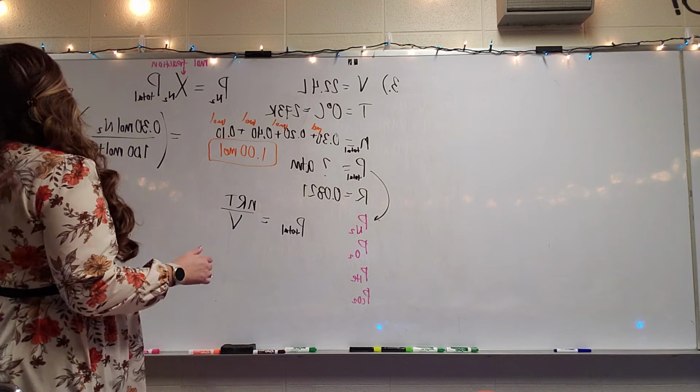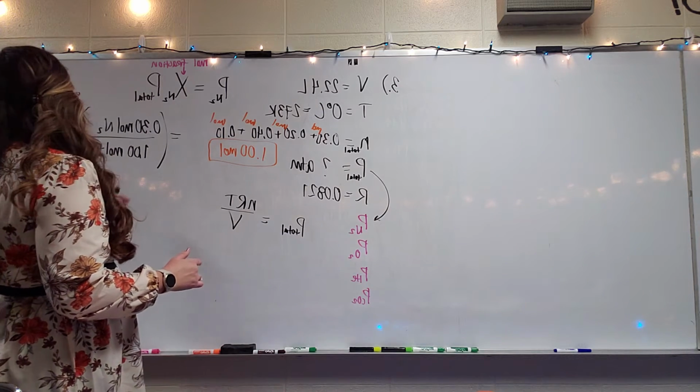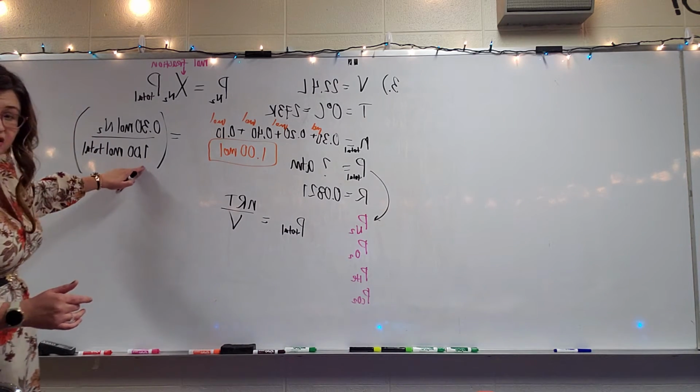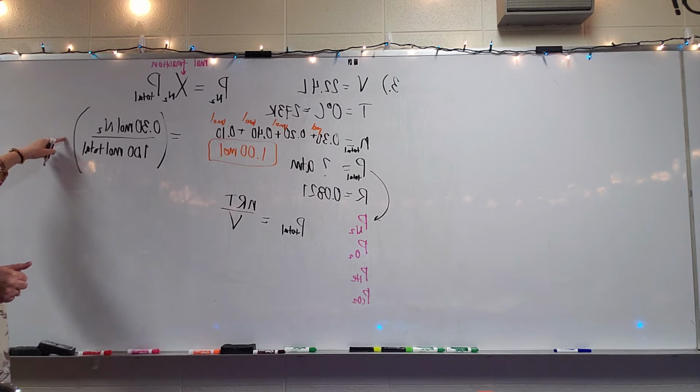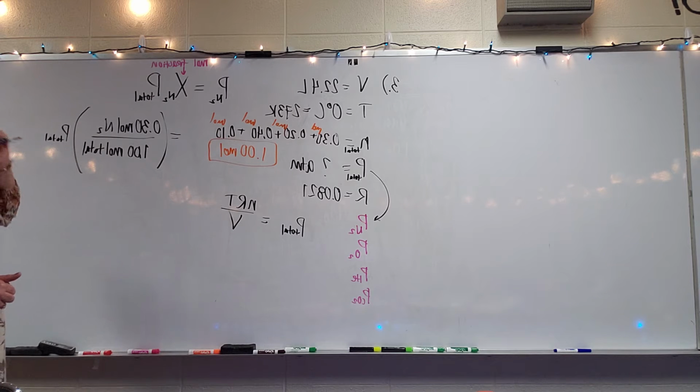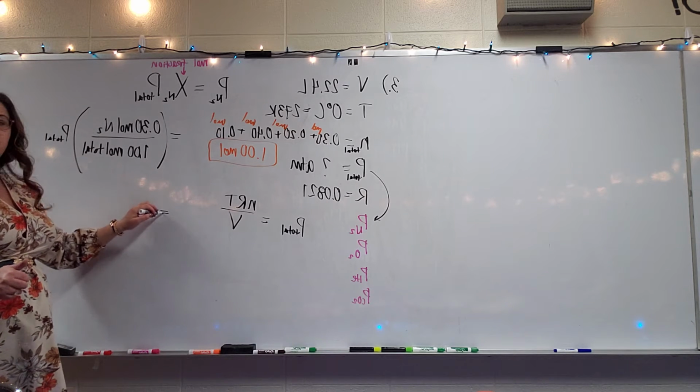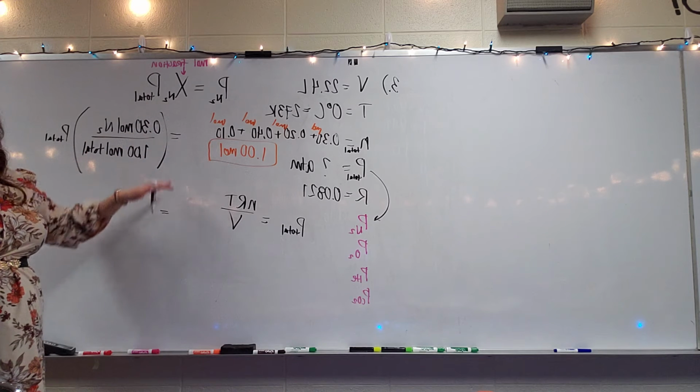Okay, so let's see. Where are we at? This is your mole fraction, though. This is not the end of your problem. I've got a little more space here. So you're going to have to multiply this by whatever you calculate for P total. What should be your unit for when you solve for the pressure of each of your gases?